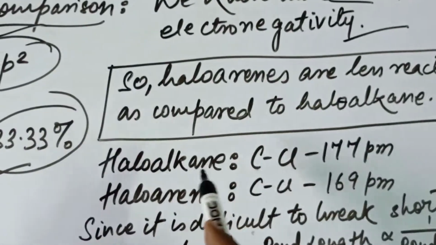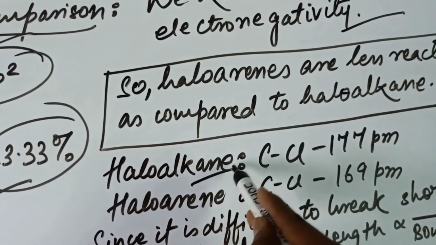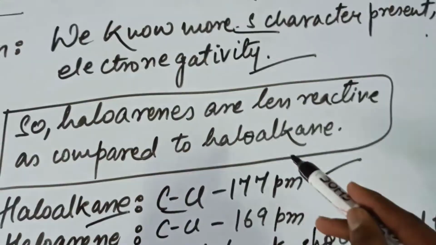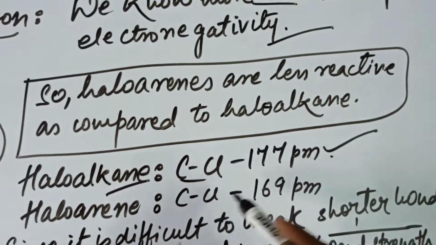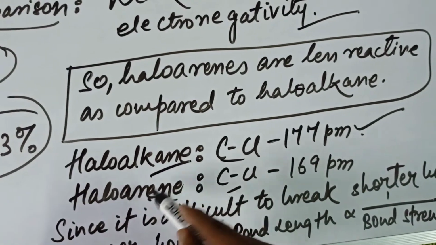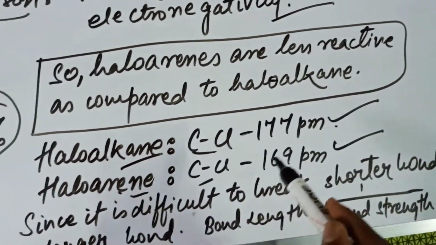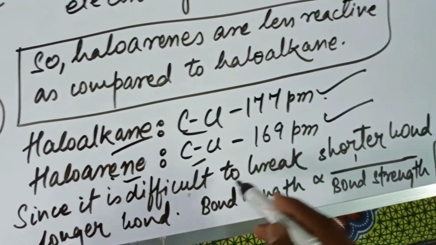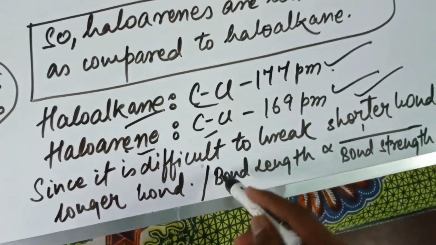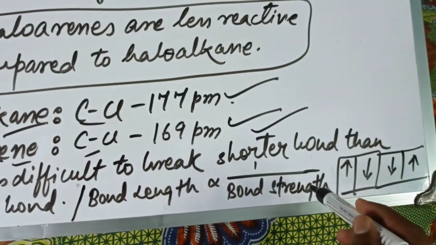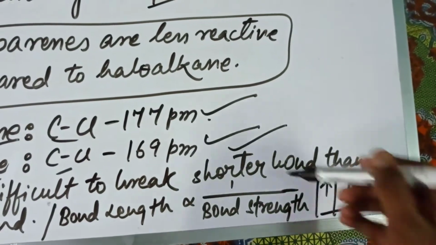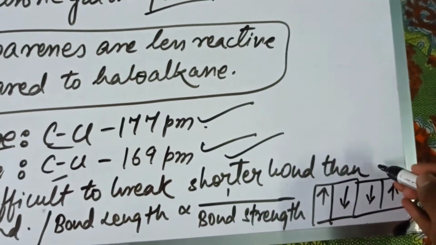And one more point is that in haloalkane the C-Cl bond length is 177 picometer, and the C-X bond length of the haloarene is 169 picometer. So it is difficult to break the shorter bond than the longer bond, because we know that bond length is inversely proportional to bond strength. The more the bond length, the less the bond strength, and it is easy to break. The less the bond length, the more the bond strength, and it is tough to break.